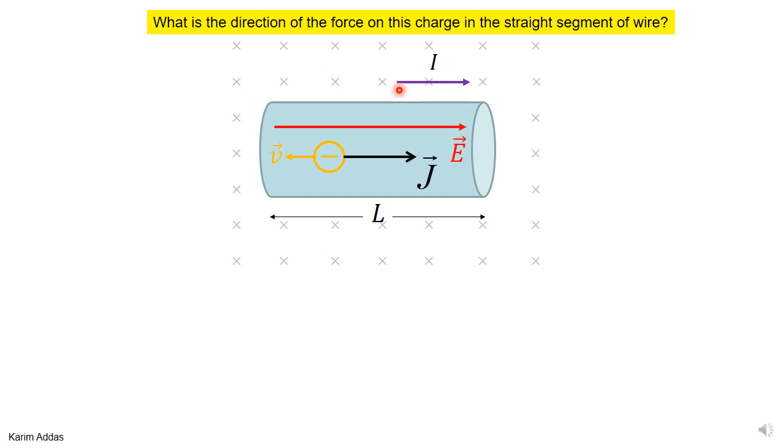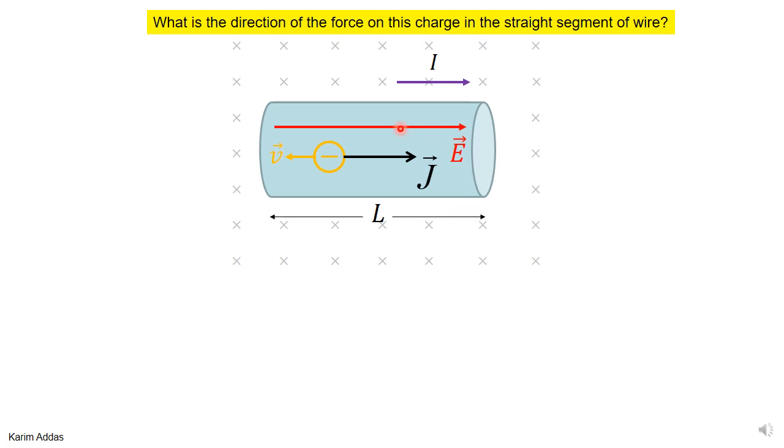Remember, the current doesn't have a direction, it's J that has a direction. So this arrow is the direction of J, which means the electric field is to the right. So the free charges in the wire are actually moving to the left, with velocity v to the left, opposite the electric field.